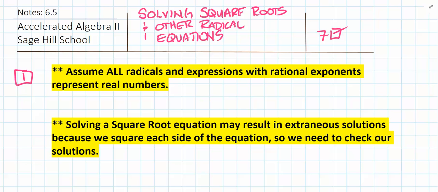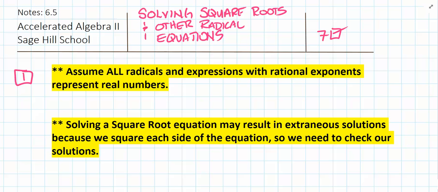All right, so in section 6.5, what we need to do to begin with is to understand that we're going to be solving these problems that involve square roots and other radicals under these two assumptions that I have highlighted in yellow for you. The first thing is we're going to assume all radicals and expressions with rational exponents represent real numbers. So that means we're not talking about imaginary or complex numbers. The second one is that solving a square root equation may result in an extraneous solution because we are squaring each side of an equation, so we need to check our solutions.